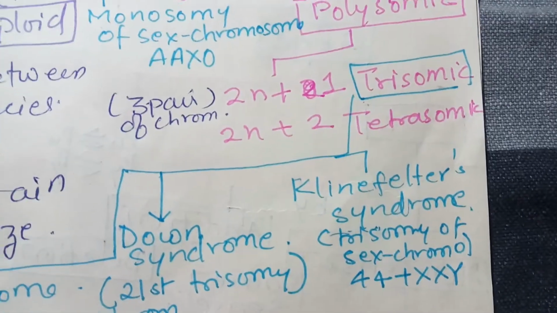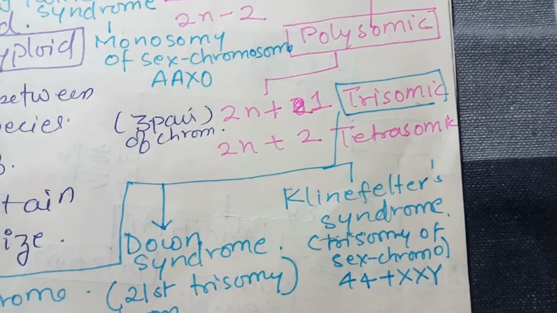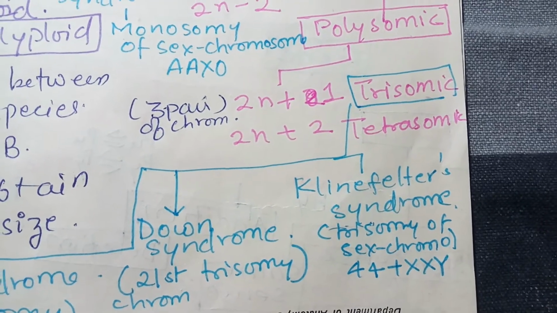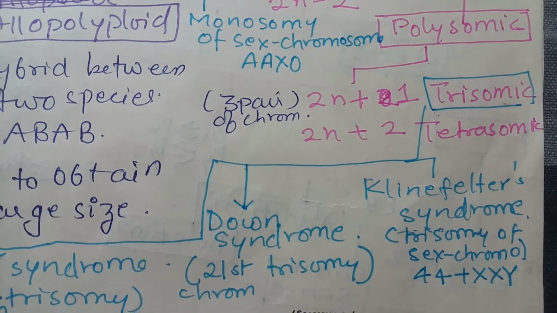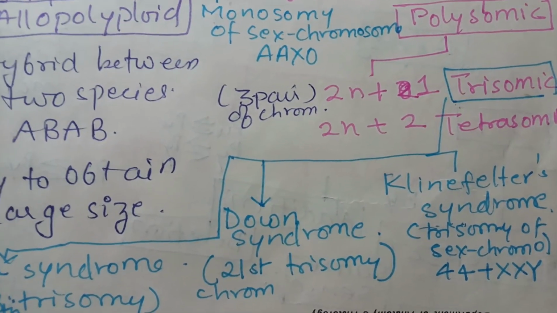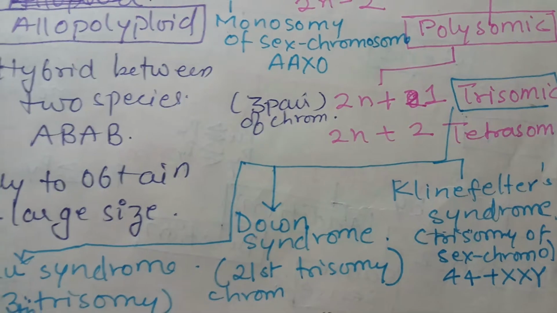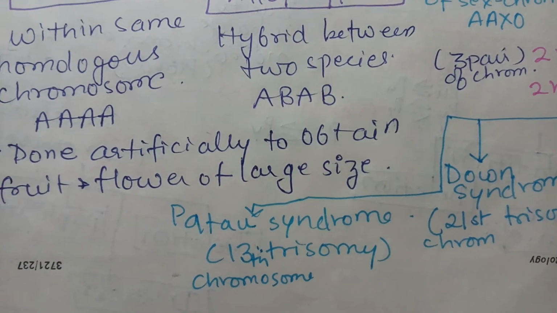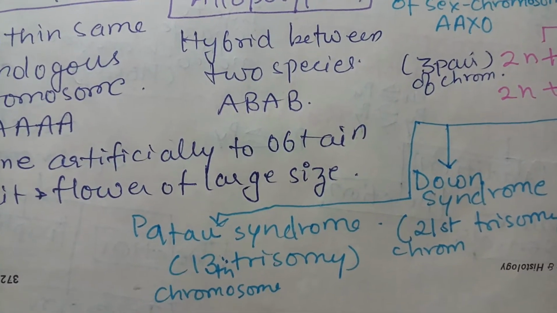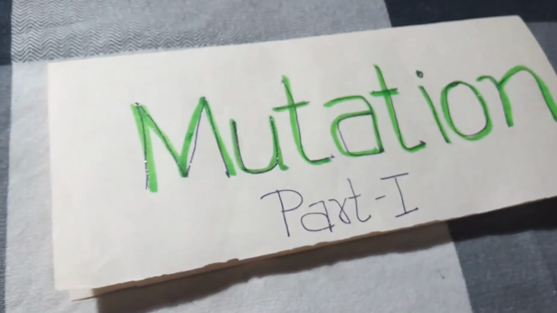For example, Klinefelter syndrome. This is called trisomy of the sex chromosome, in which one extra sex chromosome is present in the male. Down syndrome is called trisomy of the 21st chromosome. This is related to autosomes, in which the 21st chromosome is extra. And Patau syndrome is called trisomy of the 13th chromosome, in which the autosome number 13 is extra in an organism. So this is how we study the ploidies.